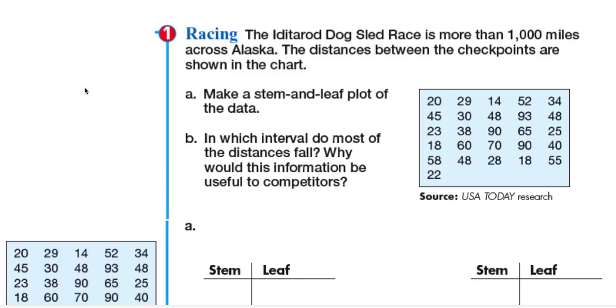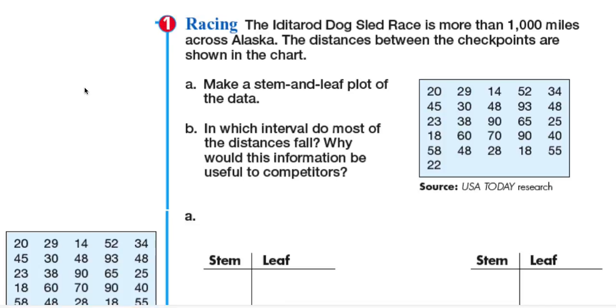The Iditarod dog sled race is more than 1,000 miles across Alaska. The distances between the checkpoints are shown in the chart. Make a stem and leaf plot of the data. These are the distances between checkpoints in the Iditarod dog sled race. It's a grueling race where they need to cross more than 1,000 miles to get to their destination, and it usually takes a week to complete this, or probably a little bit more.